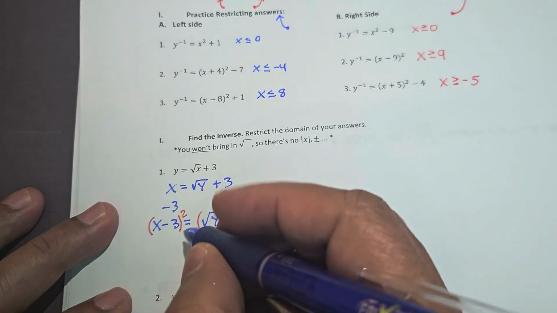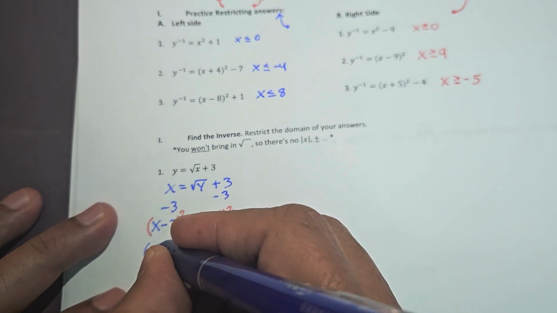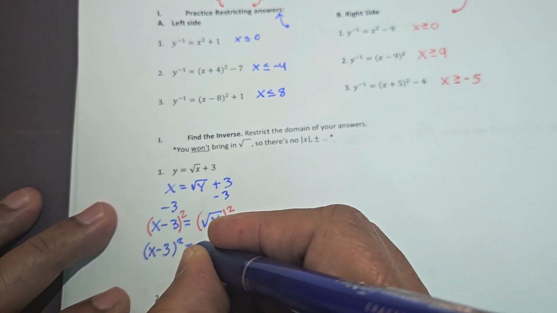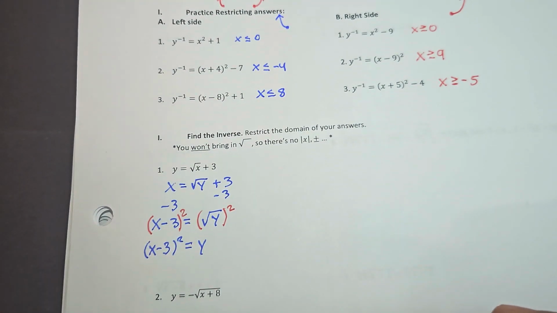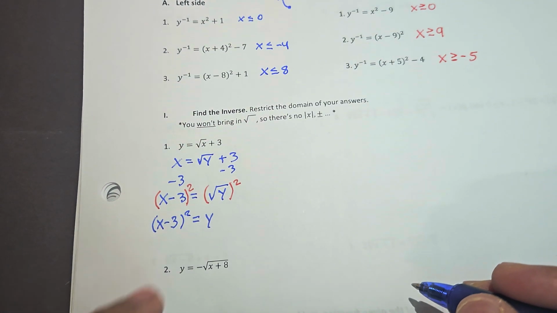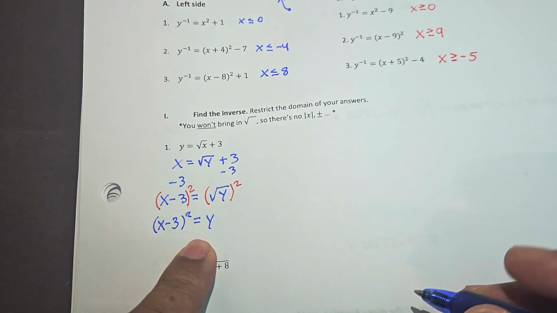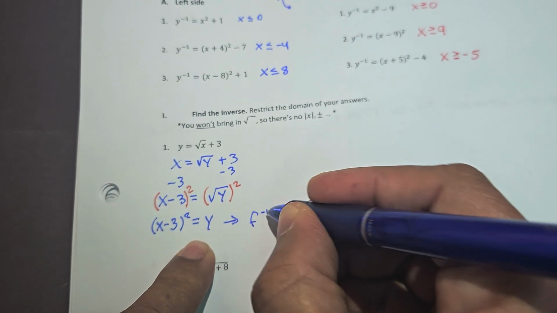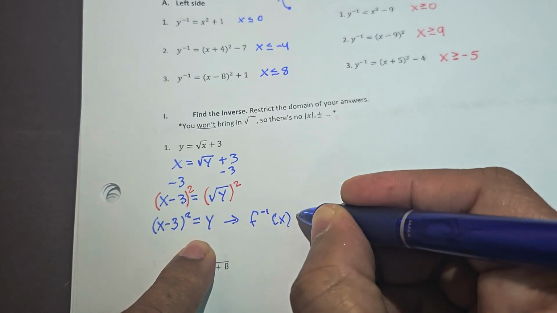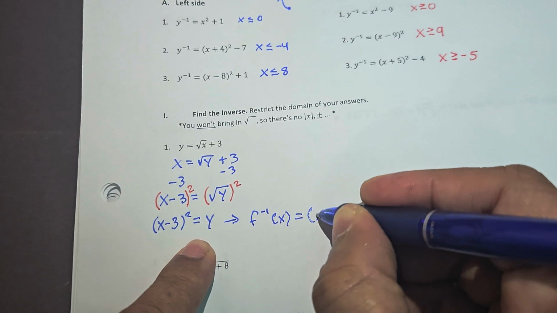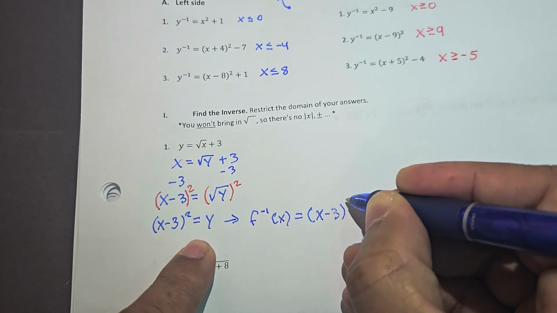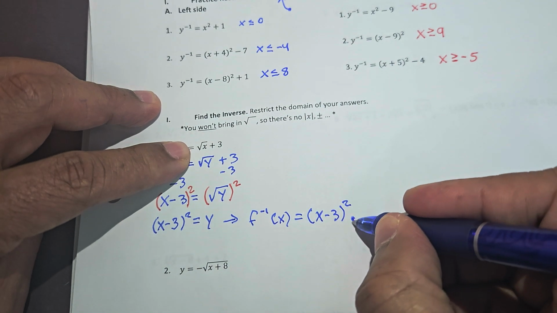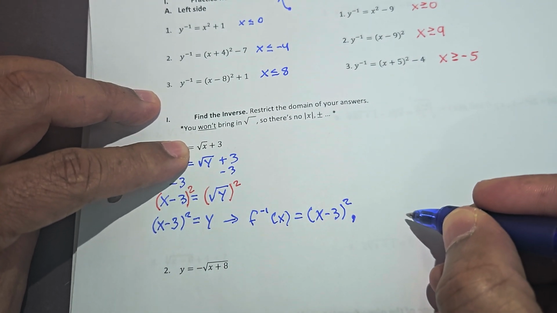So then once we take the square, we have (x - 3)² equal to y. But since we're restricting the domain, I'm going to restrict the domain in a moment. I'm going to write this in function notation. So f inverse of f of x is equal to (x - 3)². And notice, this was the positive square root. So that means I can only use the right side of the parabola.